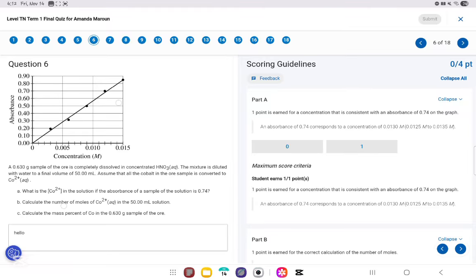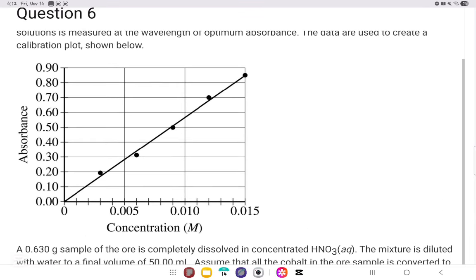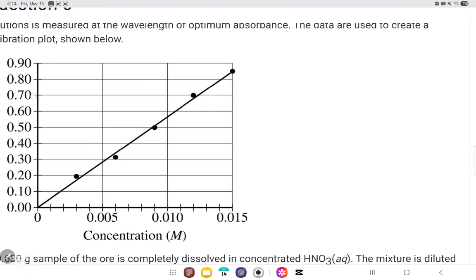So what do I need to do? I need to go to the graph. I will say 0.74. This is 0.7. This is 0.8. 0.74 is here, almost. So I'll draw this straight line, and I will reach here, and I will drop down, and I will come to this value over here. What's this value? 0.01, 0.02, no, 0.012. No, 0.011, 0.012, 0.013, 0.014, 0.015. So this is 0.013 molarity of Co.